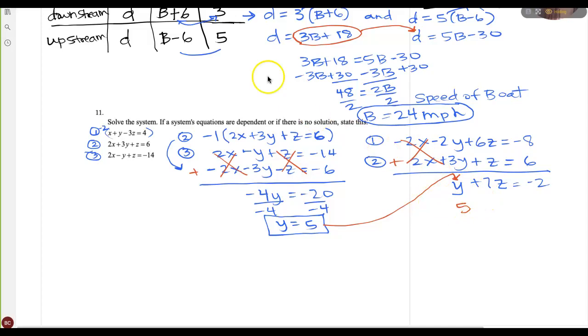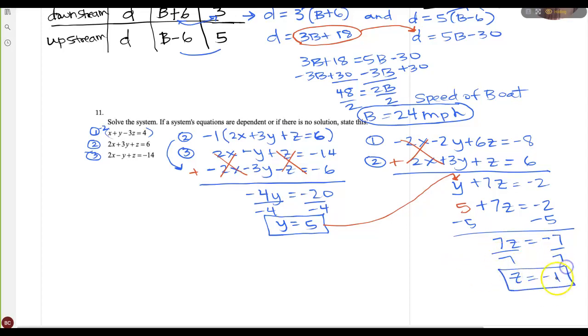Okay, so 5 and then plus 7z equals negative 2. Well, let's subtract that 5 over. Get 7z equals negative 7, and then divide by 7. So z equals negative 1. Okay, so I found 2 of my answers. Now I'm going to write them over here as an ordered triple. This just helps me keep organized, right? So I know my y is 5 and my z is negative 1, so I still have x to find.